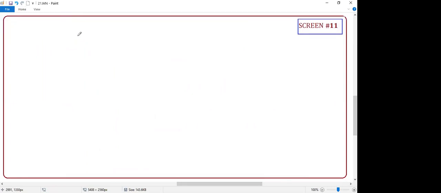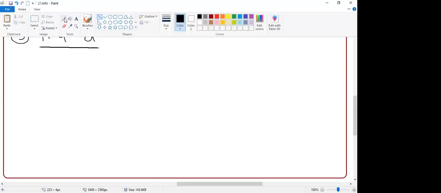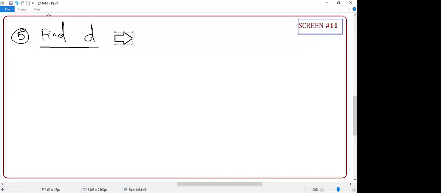If I want to find D, how will you find D? All you need is two consecutive terms. Yes or no? If you don't know two consecutive terms, you will say, sir, I cannot find D. But I'm going to give you a beautiful result. Anyone knows that formula? If I give you any two terms, how to find it?